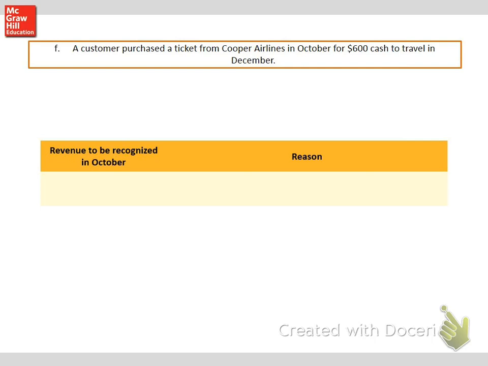Those are the ones that you guys sometimes get stuck on because you want to recognize it again, but you just did it. Do we still make a journal? So we make a journal entry for that? You make a journal entry for debit to cash and credit to accounts receivable, but no revenue would be recognized.